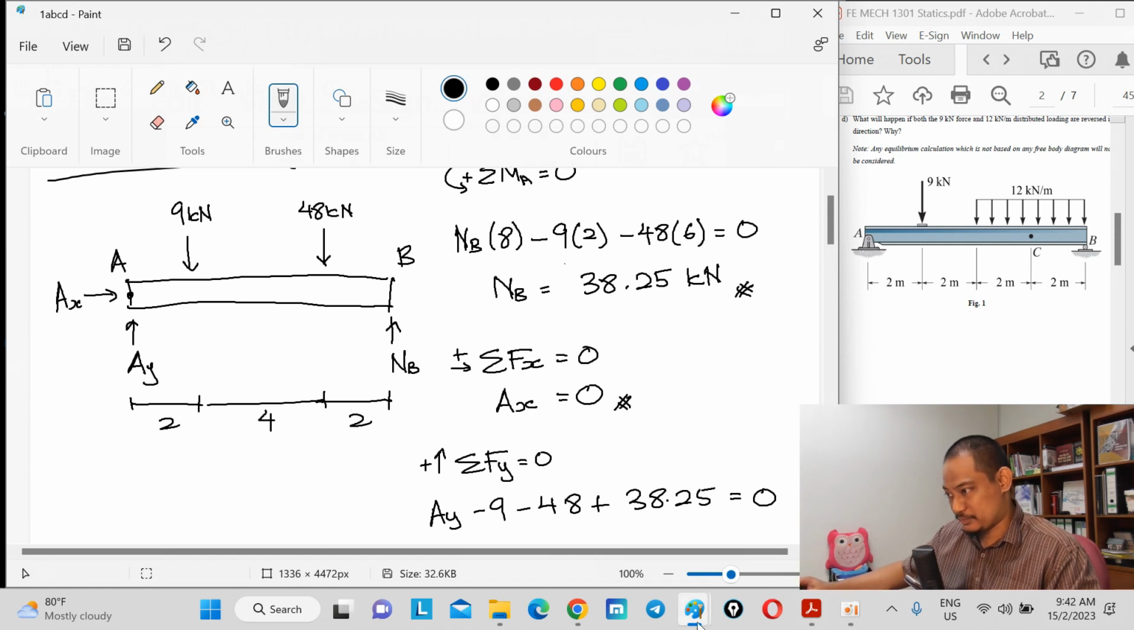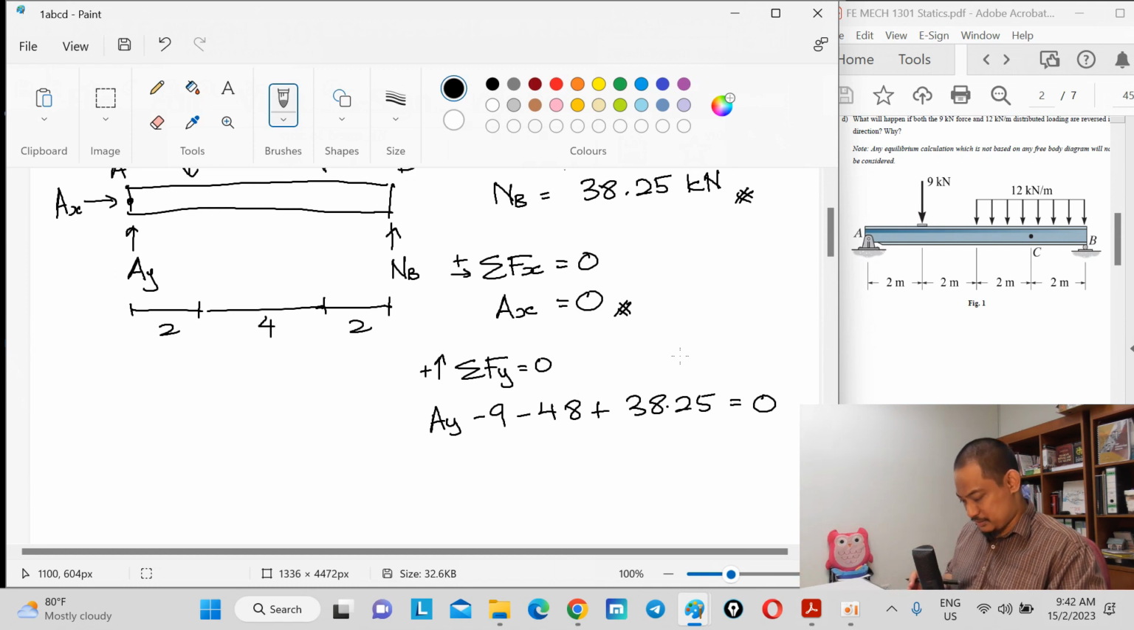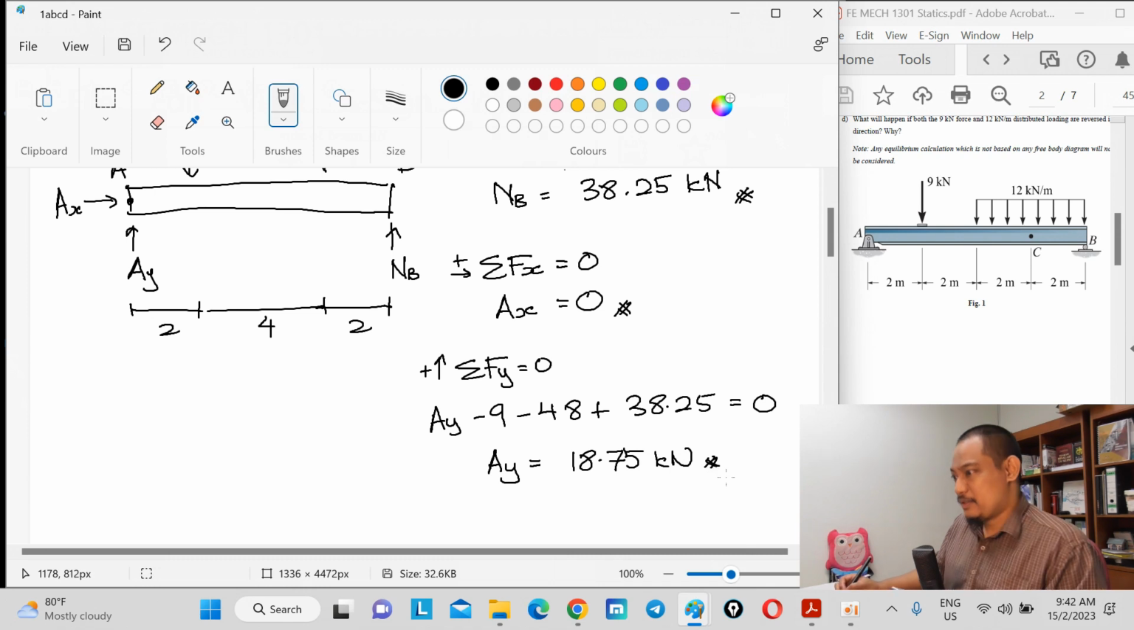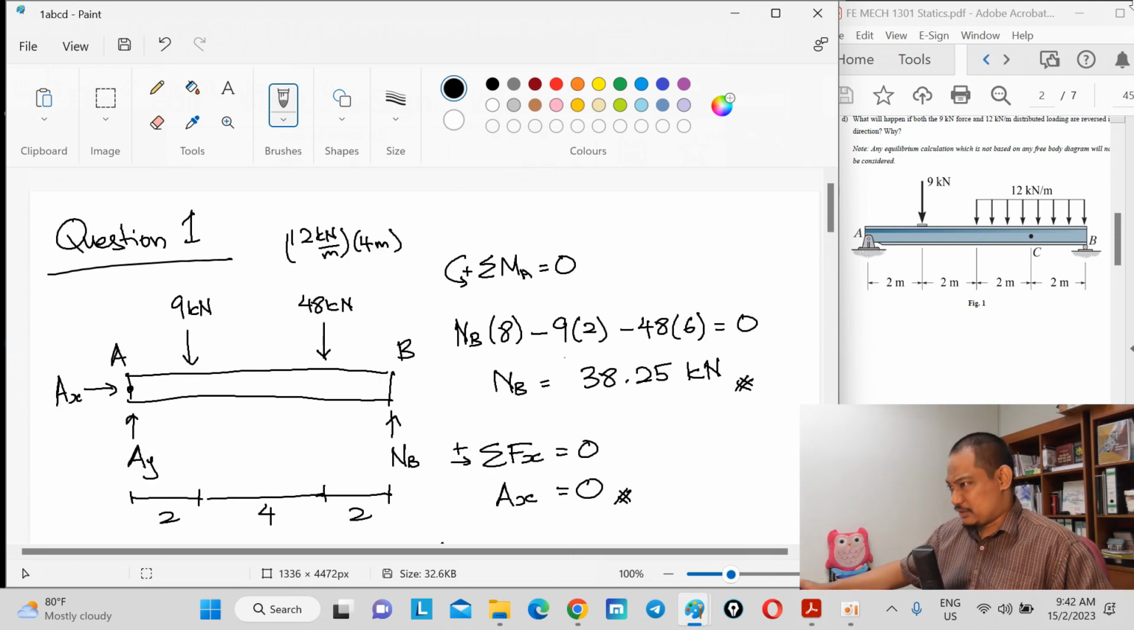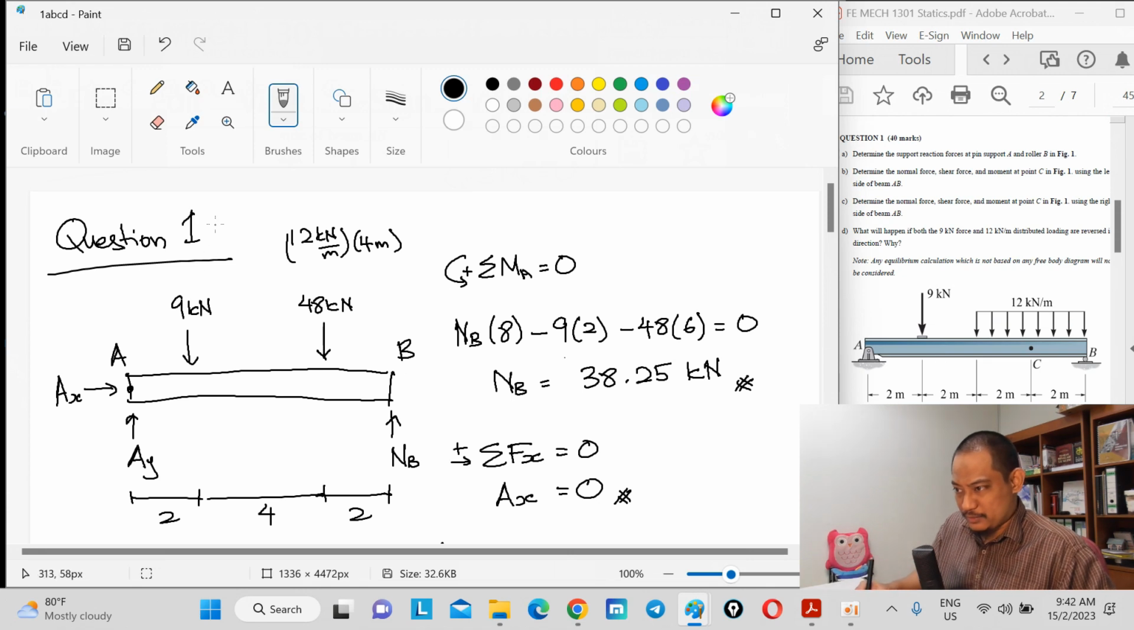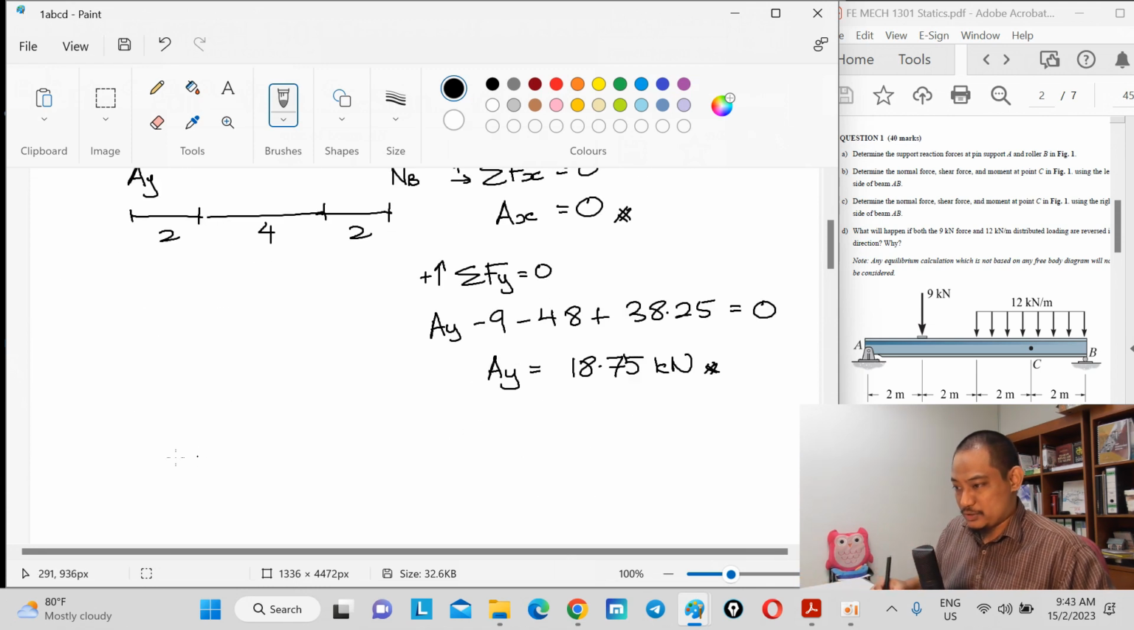From here you have minus 9 minus 48 plus 38.25, and so Ay is 18.75 kilonewton. All right, so you already have the three answers for the support reaction. This is actually part A, right? This is question 1. Let's write it this way: Question 1A. All right, moving on to question 1B.